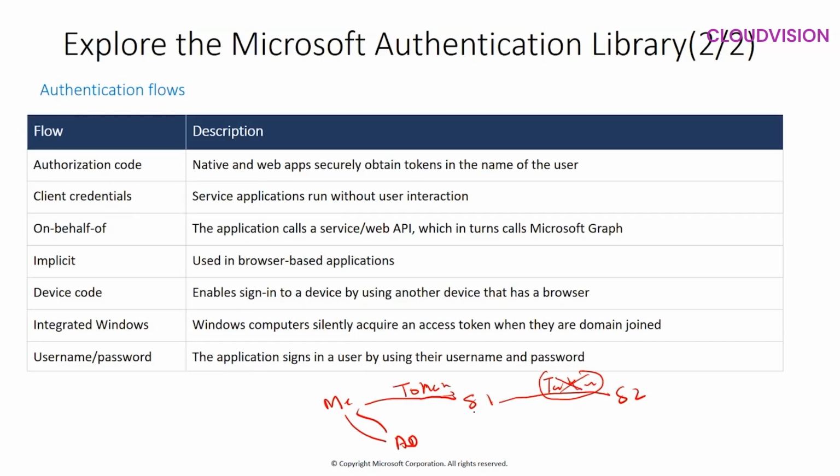So service one, before sending a request, will send a request to AD and say, generate me a new token on behalf of token one.